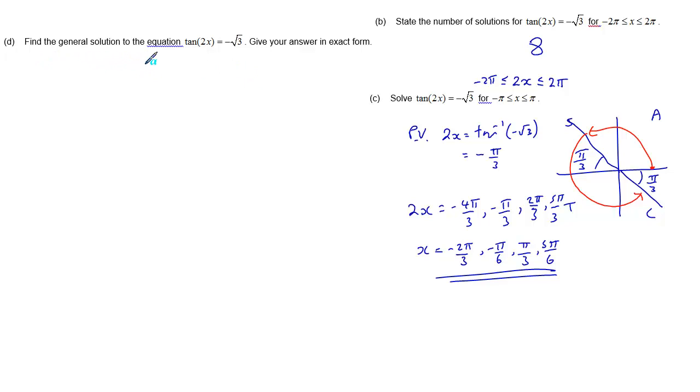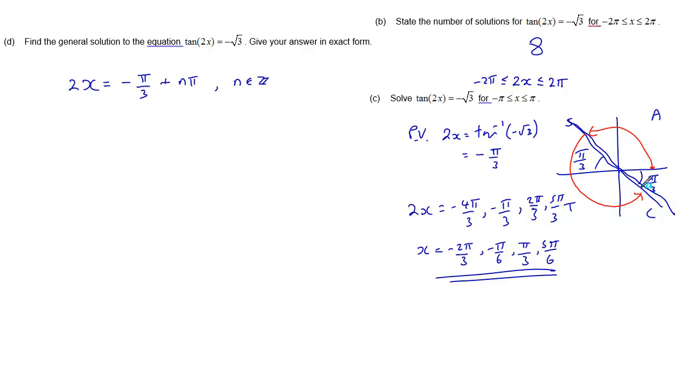Find the general solution to the equation tan 2x is negative root 3. Give your answer in exact form. Well, if we think about just the principal value of negative pi by 3, this is for 2x, and then we add n pi, where n is an integer.